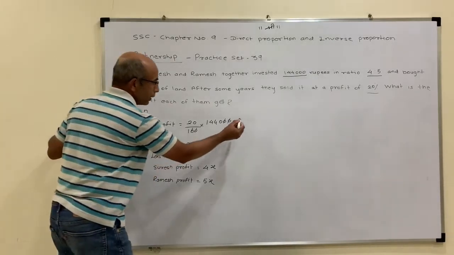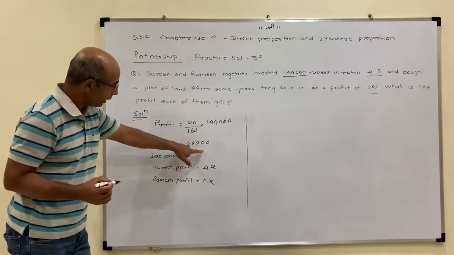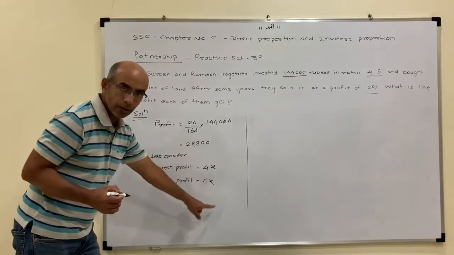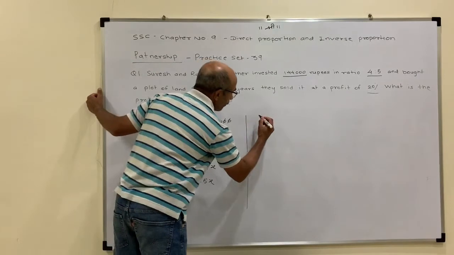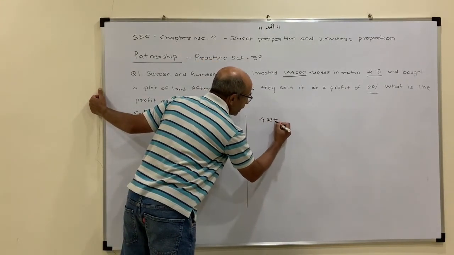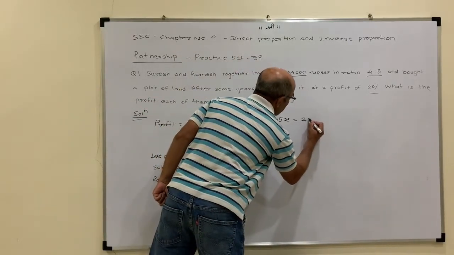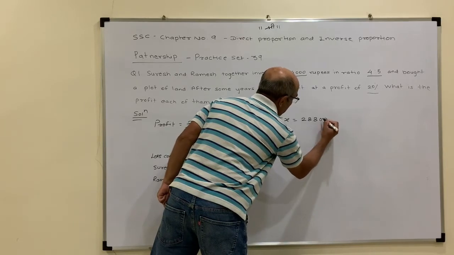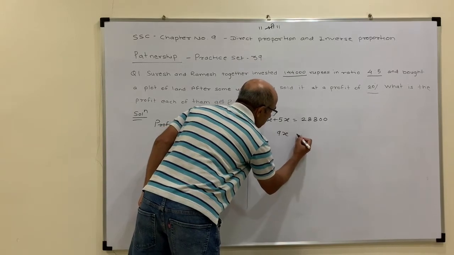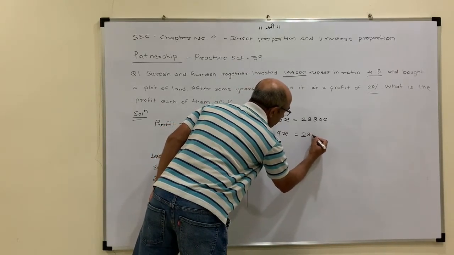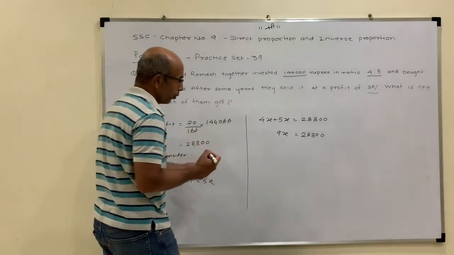So now I'll solve here. So the total profit is how much? Together the profit is 28,800. So my construction of the equation will be 4x plus 5x equals 28,800. Now 4x plus 5x comes out to be 9x equals 28,800. So now I divide 9 on both sides.